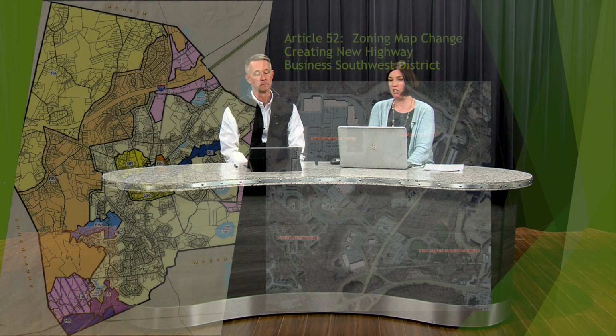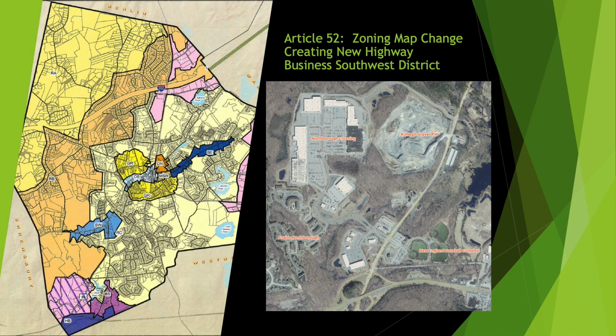Thank you for that. Do you want to just roll right into Article 52, the zoning map rezone of industrial area of Southwest Connector? Sure. On your screen, you'll see an orthophoto which identifies the key parcels of land that would be affected by this zoning change. So this land is currently off of Southwest Cutoff.